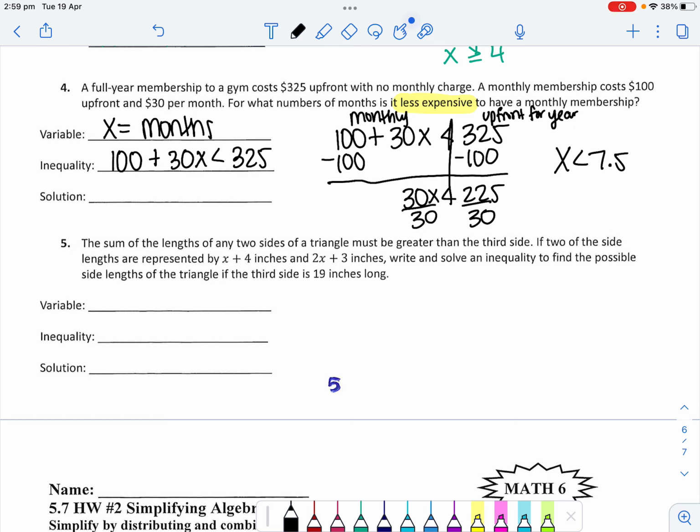So I want to see which one is going to put me over the top. Is it going to be 7 months or is it going to be 8 months? Because technically at 7.5, I should round up. So 30 times 8 plus 100 is 340. That's too high. So I'm actually going to round this one down to less than 7 months.